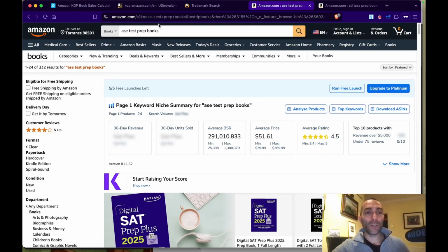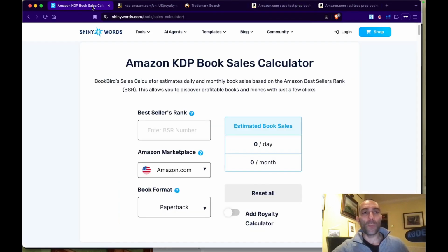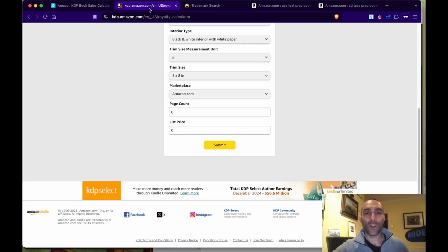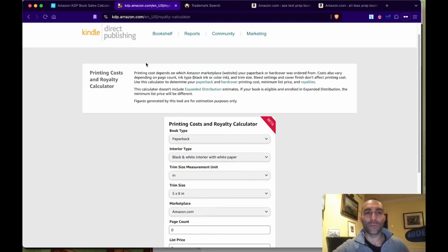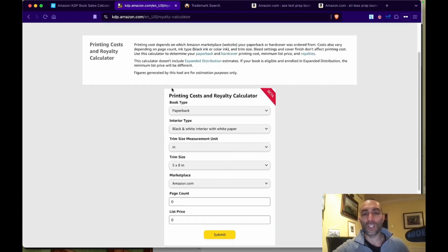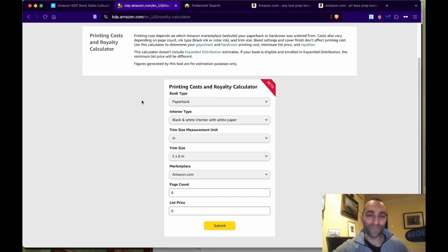Some housework. At the beginning, I always have open my Amazon KDP book sales calculator. When I'm looking for keywords, I have a set of things open that help me search. This is one of the most accurate tools I use to find out, with the BSR, how many books one book is selling per day. Then I've got the royalty calculator from Amazon as well, which is pretty standard and pretty accurate, I would say.